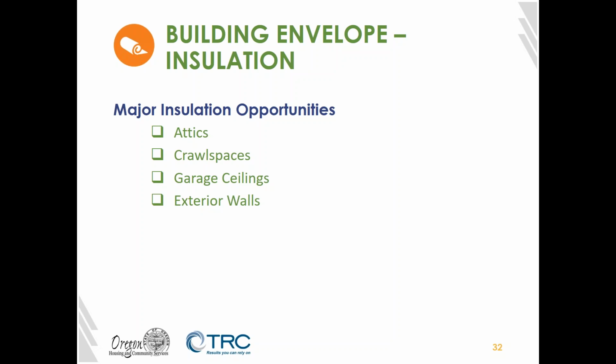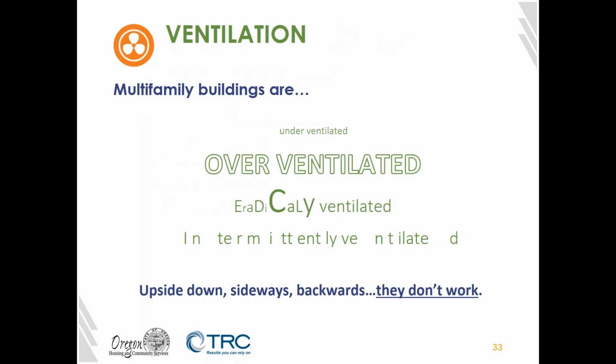Okay, so that's air sealing, insulation. We touched on windows. We're going to move right along to ventilation. I'm not sure what other people's experience has been with multifamily ventilation systems, but in our experience, multifamily buildings are all over the place in terms of ventilation. They're underventilated, they're overventilated, they're often erratically ventilated, they're intermittently ventilated. Sometimes it's on, sometimes it's off. Flow rates are all over the place, and very frequently the systems don't work, particularly in existing buildings.